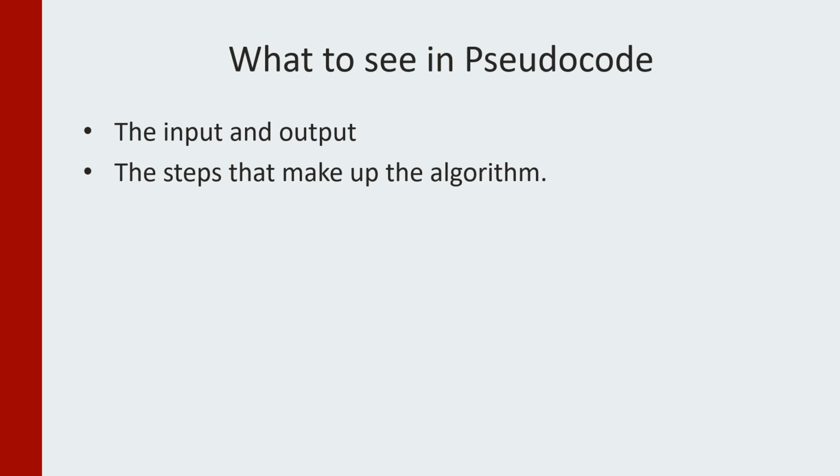Next, you want to see the steps that make up that algorithm. So with the cake analogy, this is going to be the steps of how you're going to mix together the various ingredients, what temperature you're going to bake it at, that sort of thing.